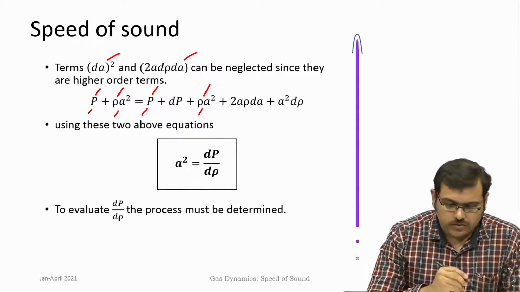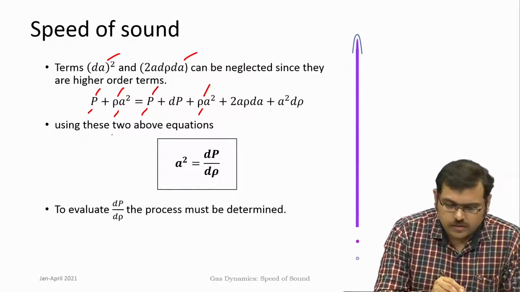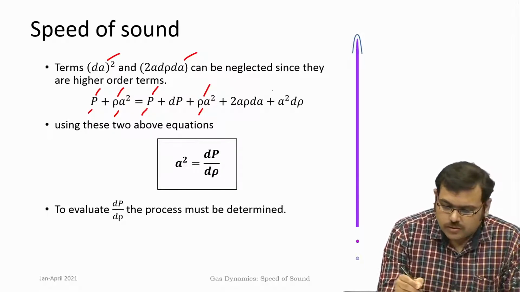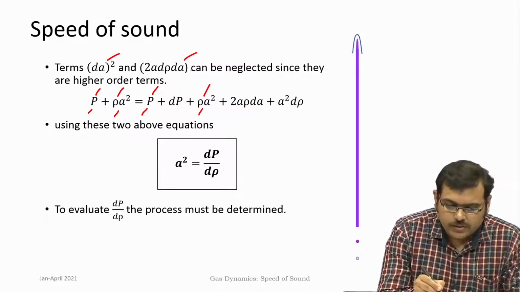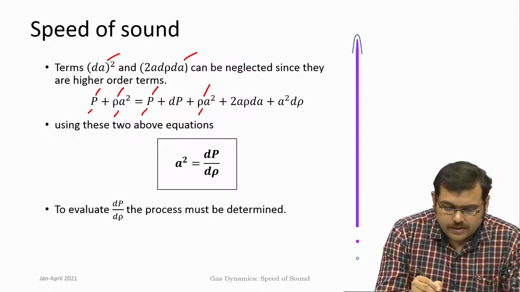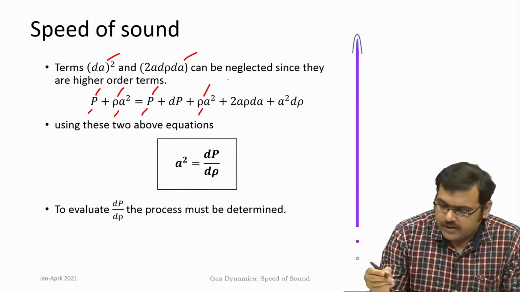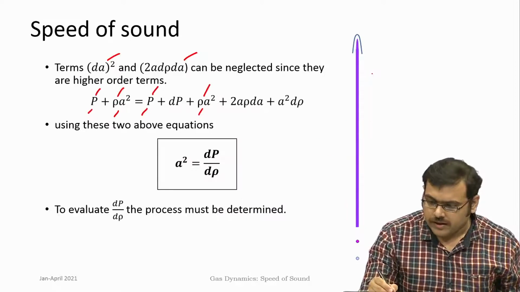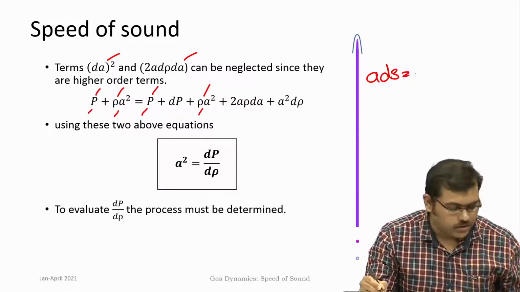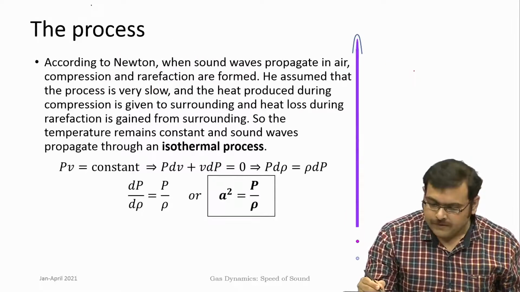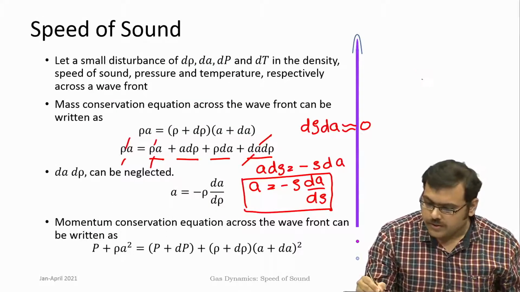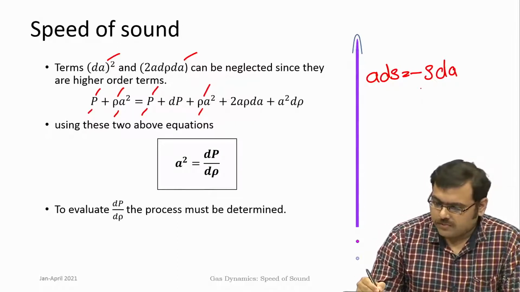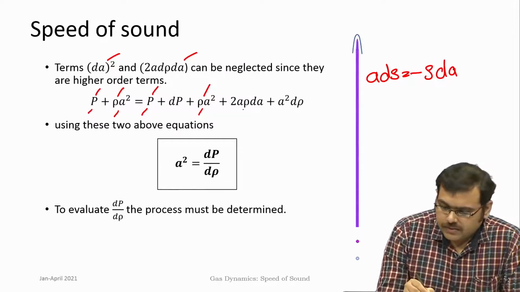d rho. So when you combine these two equations, what you get is that all these terms, that is due to dA square, 2a d rho dA, they are all very small and they can be neglected, and you can use the term that you got from the previous equation, that a d rho equal to minus rho dA. So this is the term that we got from the previous equation, and that can be applied over here.